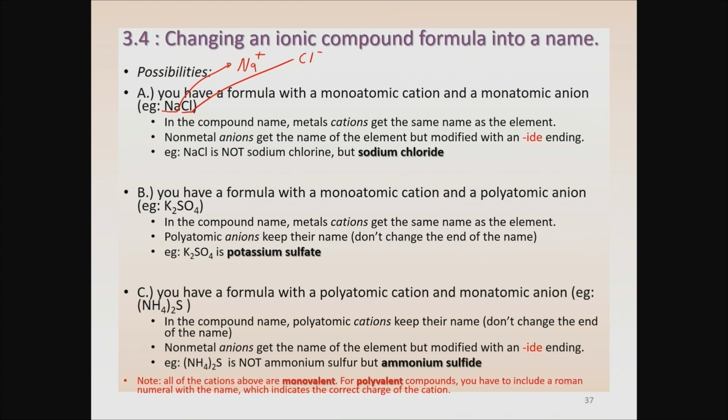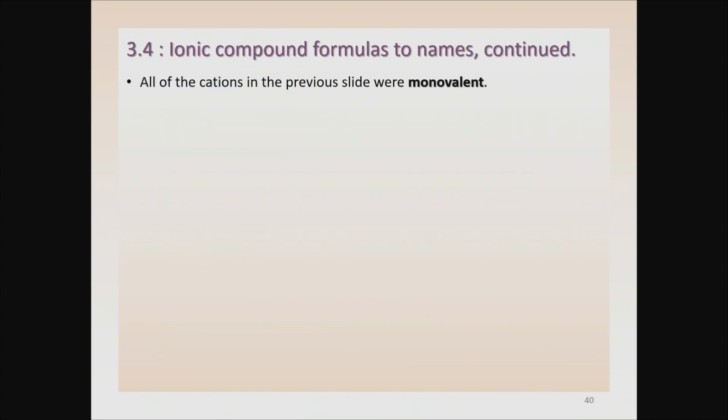So in these examples, what we were looking at were monatomic cations, and those monatomic cations were monovalent, meaning that those cations can only have one possible charge. So for example, when we were looking at sodium chloride, sodium, when it's charged, can only be a single positive. It can never be anything else. Now, when you're dealing with cations that are polyvalent, then we have to use slightly different rules. So I need to go over that.